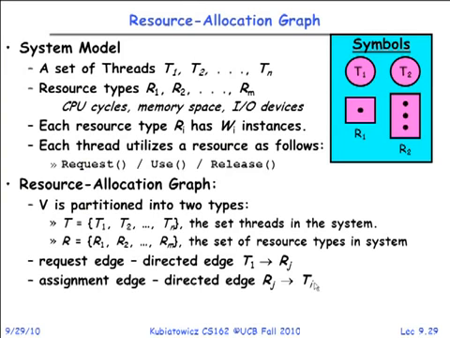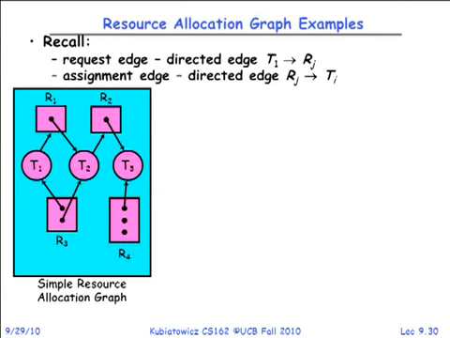Is this thing deadlocked? Why is this not deadlocked? Say again? T3 will finish. Okay, T3 will finish because it's got all the resources it needs. It finishes, it gives resource 2 back, then thread 2 can get what it needs, it finishes, and so on. Then it gives resource 1 back and resource 3, and then thread 1 can finish. Everybody see that? So this graph is not deadlocked. Questions on that? I see a few puzzled looks.